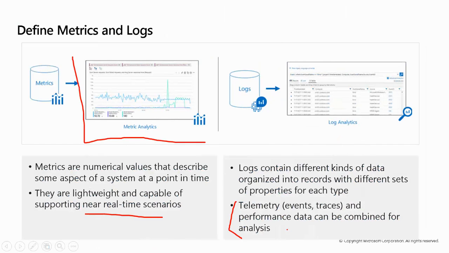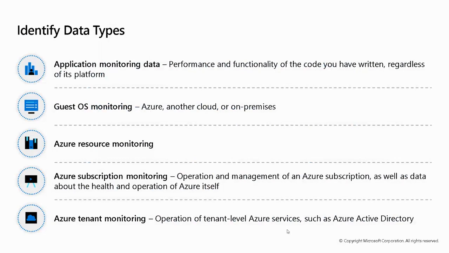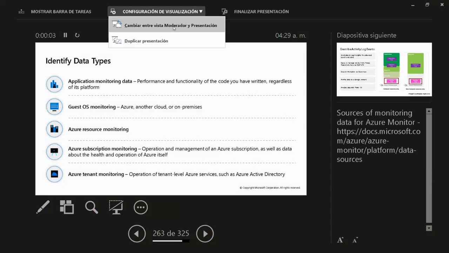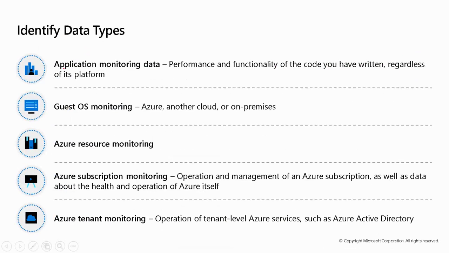Okay, that's how we get to become administrator of the Azure cloud. We have to learn to identify the different types of data that we get in the monitoring, such as the application or what happened. Now it is the application monitoring data, which is going to help you to monitor some functionality of the code that you're running, regardless of its platform.